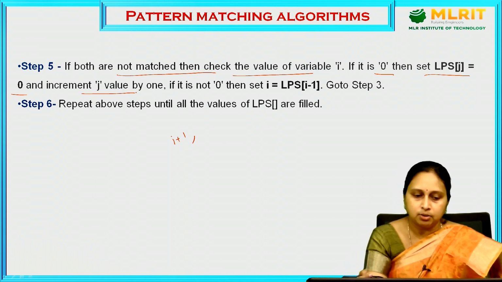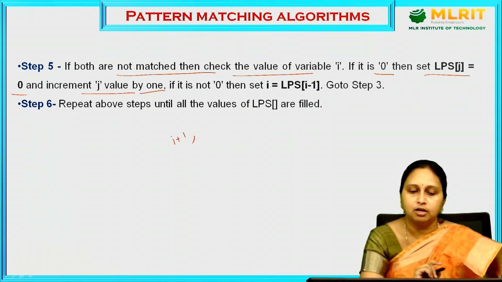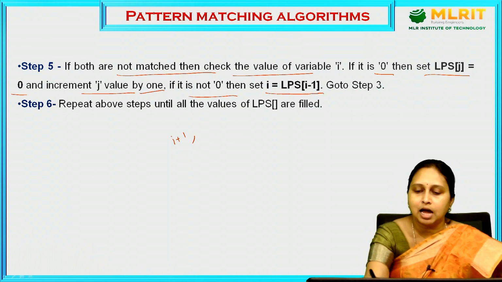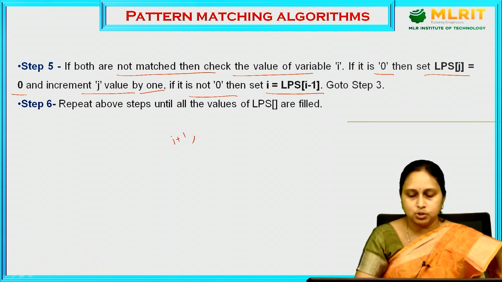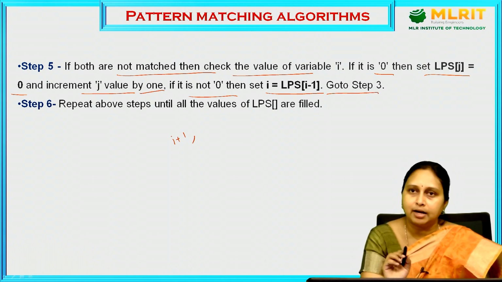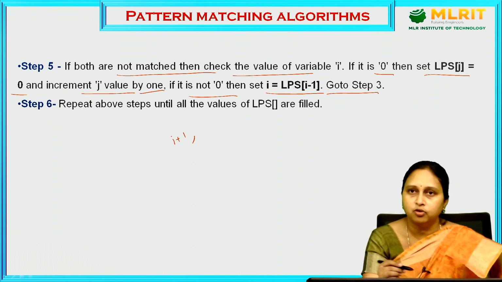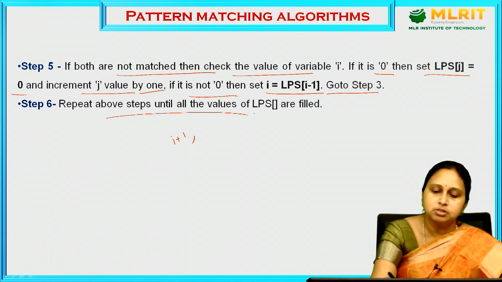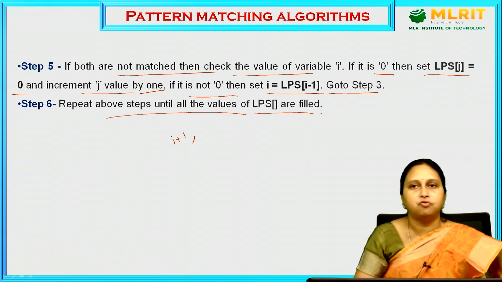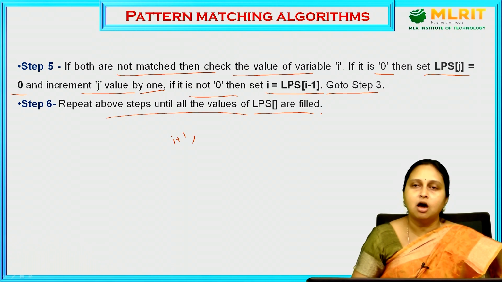And we are going to increment the j value by 1. Only the j value we are going to increment, not the I value. If it is not 0, then set I equal to LPS of I minus 1. Again, go to step 3 and again we are going to check whether pattern I and pattern j are matching. That is, we are going to check for the matching. And repeat the above steps until the values of LPS are filled. Right? Now, with an example, we will see how we are going to construct our LPS table.